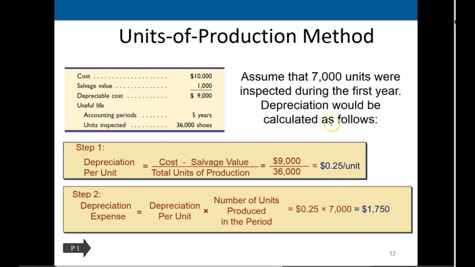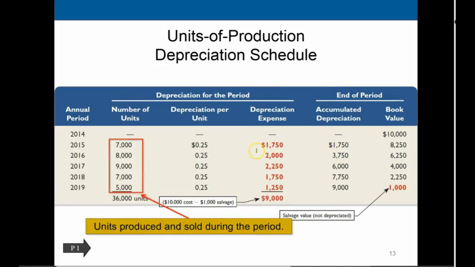Then what we need to do is say, okay, assume that 7,000 units were inspected. So the inspection units is what we're measuring by during the first year. Then we're going to take the 25 cents times the 7,000 that we calculated the inspection units for that year. And we expect these inspection units to go up to 36,000 over its useful life, and therefore we're going to get 1,750 in that year. If we calculate this out, once again, we're going to have to come up with the number of units, which we're going to have to count each year.